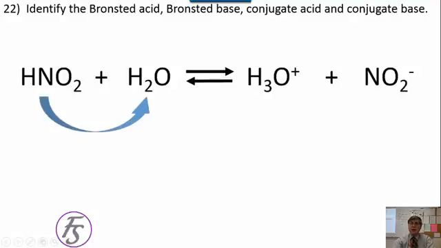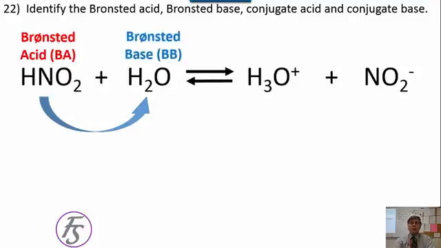Well, the nitrous acid is going to donate, and since it donates a hydrogen, it's known as a proton donor in the Bronsted-Lowry theory. So since it's a proton donor, it's the Bronsted acid. The water accepts that proton, so it's now the Bronsted base. Remember, in the previous equation, the water was the acid. So in this equation, the water is the Bronsted base.